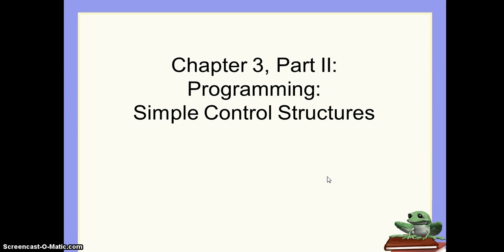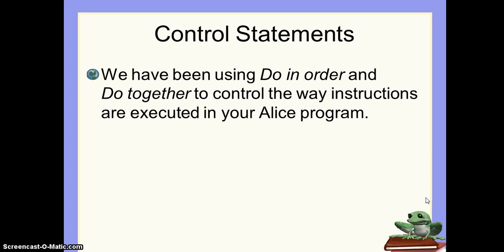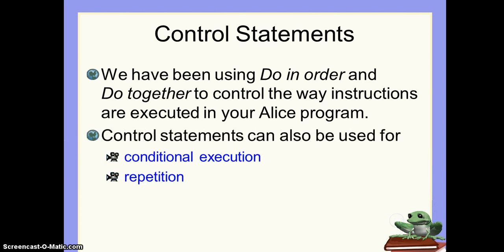We're going to look at some simple control structures and how to use them, and there are some pretty cute programs in this one. So you know from class that control structures are the Do in order and Do together, so we've been using those. But there are other ones too, and if you look at the bottom of your Alice screen, you will see them. We can use them for conditional execution and for repetition.